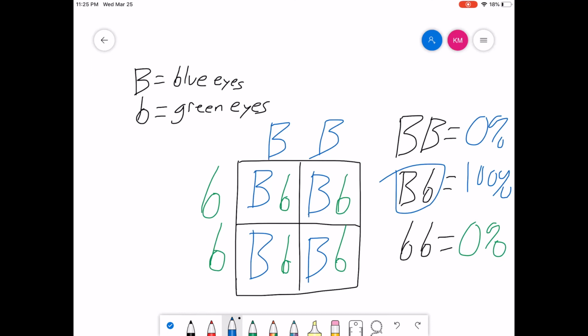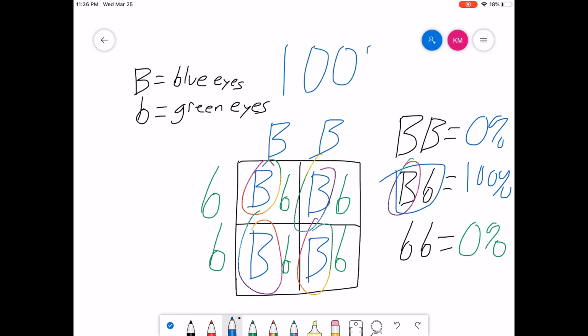That makes our phenotype analysis even easier because every single slot here has at least 1 capital B, which we indicated with our genotypic analysis here. So 100% of our offspring are going to have blue eyes. So I hope that clarified a little bit more for you guys, and I'll see you next time.